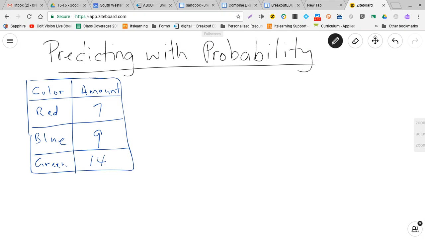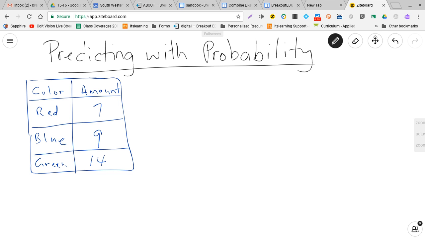Right, one of the uses of probability is to help us to predict the number of times that we'd expect something to happen, or to predict a certain outcome based on some data that we've collected. So let's take a look at this situation here.